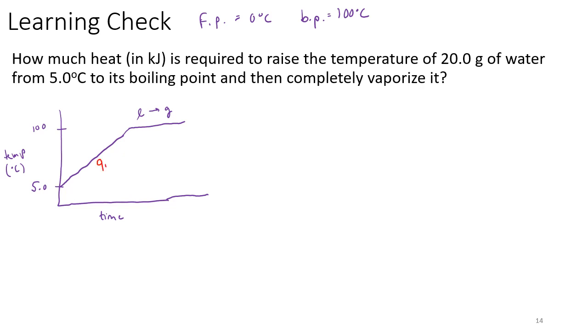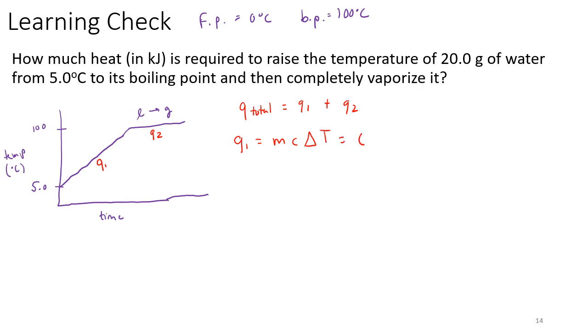We'll call that Q1. And we have region 2, which is our second line, the horizontal one that represents a state change. We'll call that one Q2. To calculate the total energy required for this process, Q total equals Q sub 1 plus Q sub 2. Q sub 1 is just a temperature change, so we can use MC delta T.